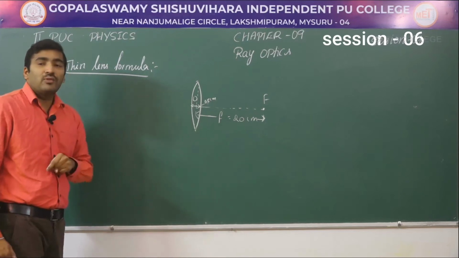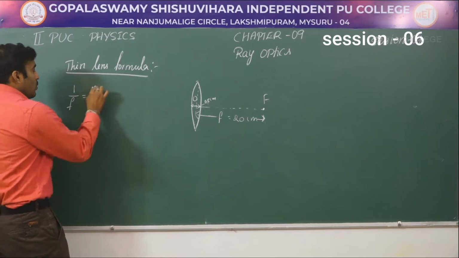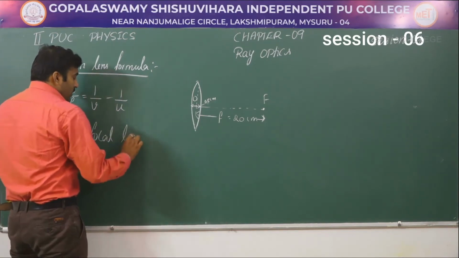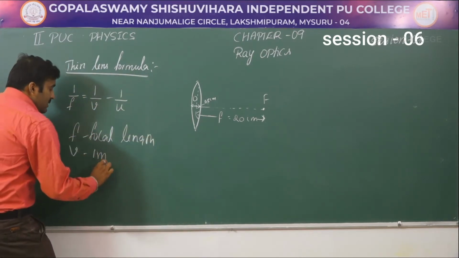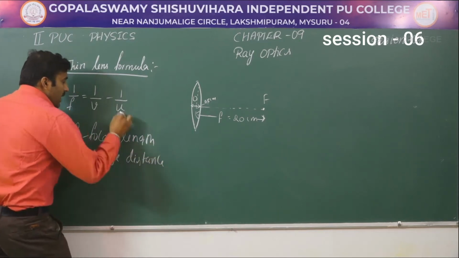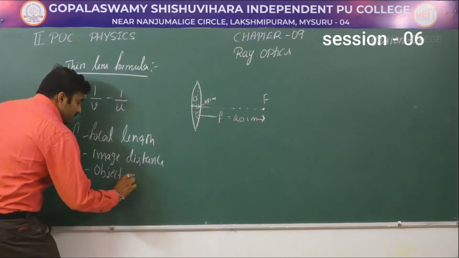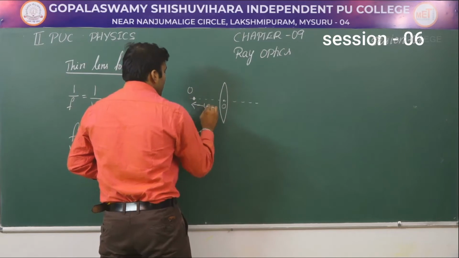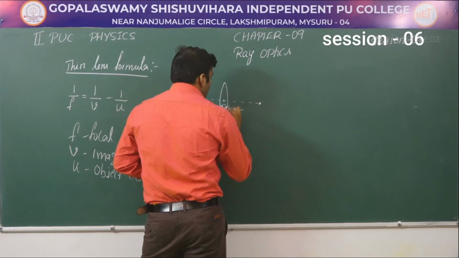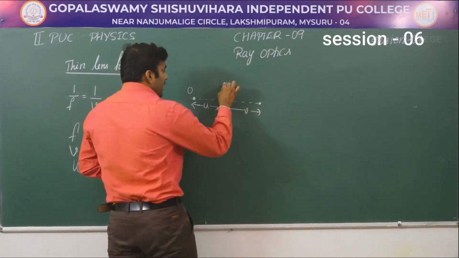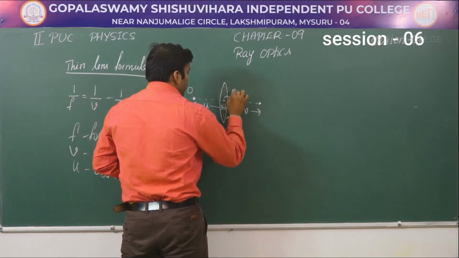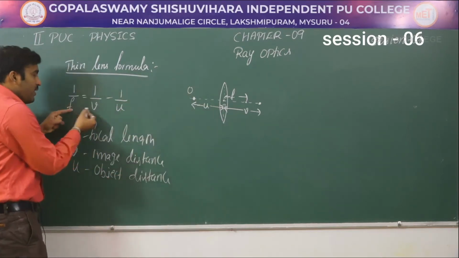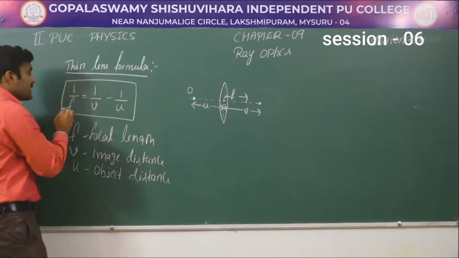So we have a formula for the focal length of the thin lens, which is given by 1 by f is equal to 1 by v minus 1 by u. So this is the thin lens formula, where f is the focal length, v is the image distance, and u is the object distance. Say for example here we have an object at a distance of u from the optical center, and this is an image at a distance of v from the optical center, and here somewhere we have a focal length of the lens. So the relationship between focal length, image distance and object distance is given by 1 by f is equal to 1 by v minus 1 by u. This formula is called the thin lens formula.